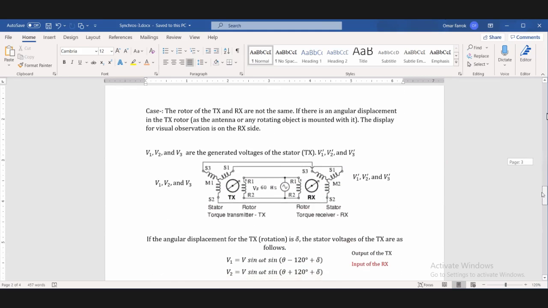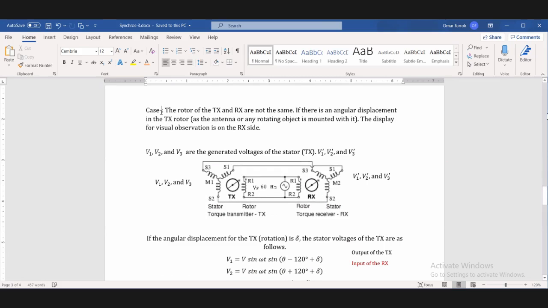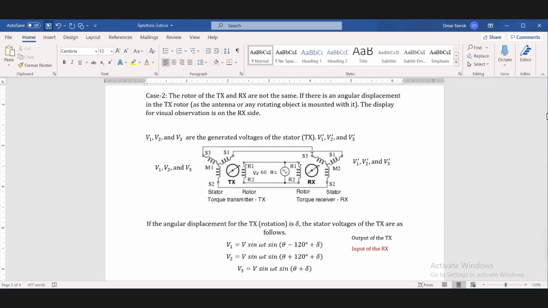এই যে কেস 2, আচ্ছা, for the case 2, the rotor of the transmitter and receiver are not the same.